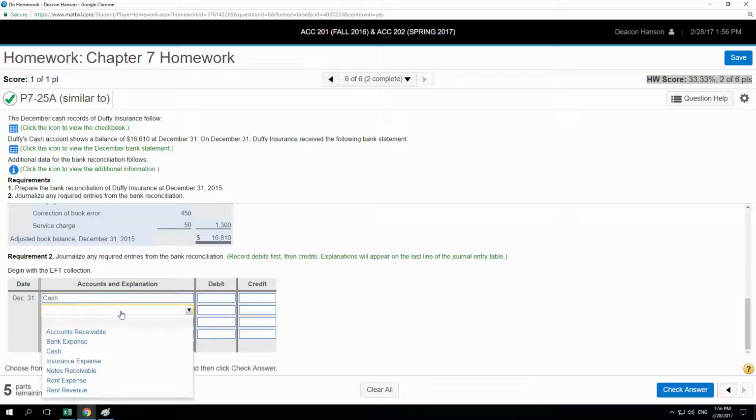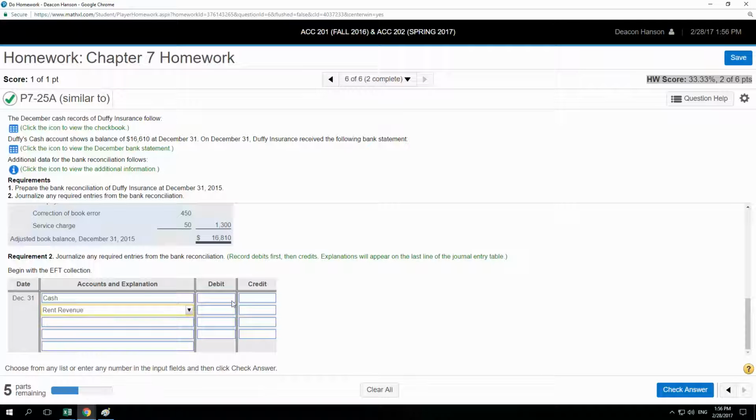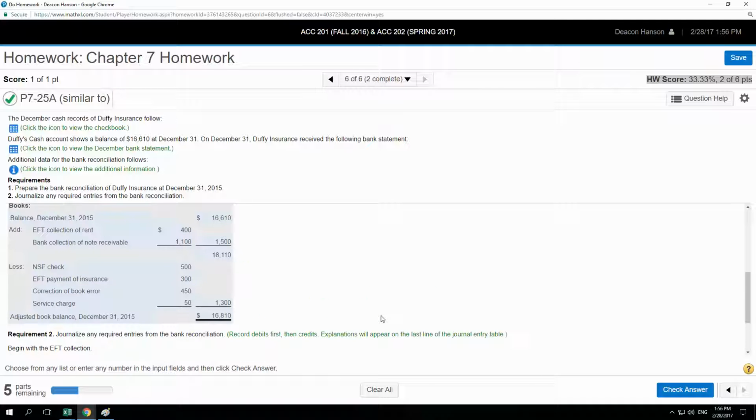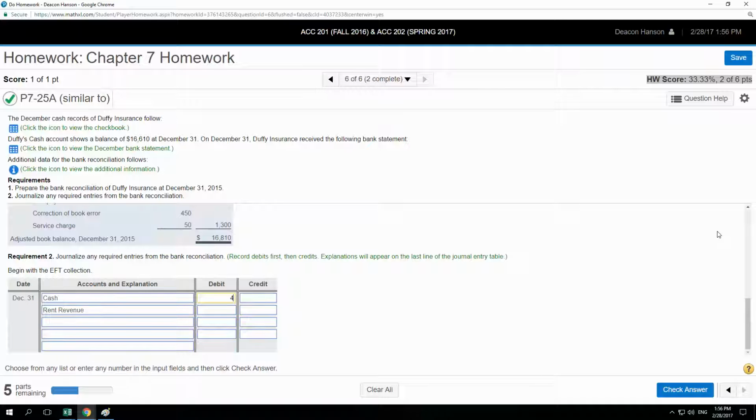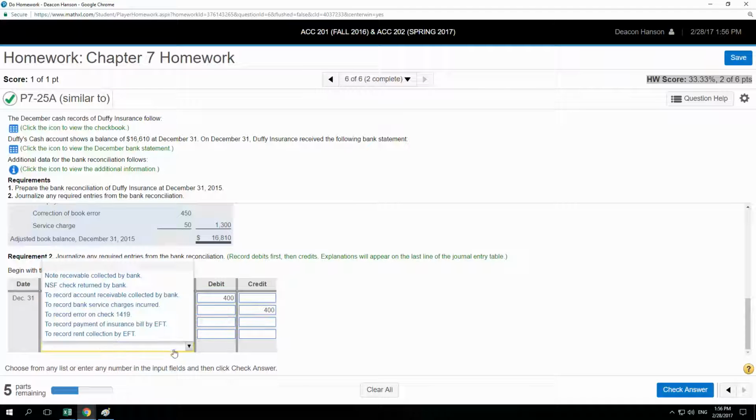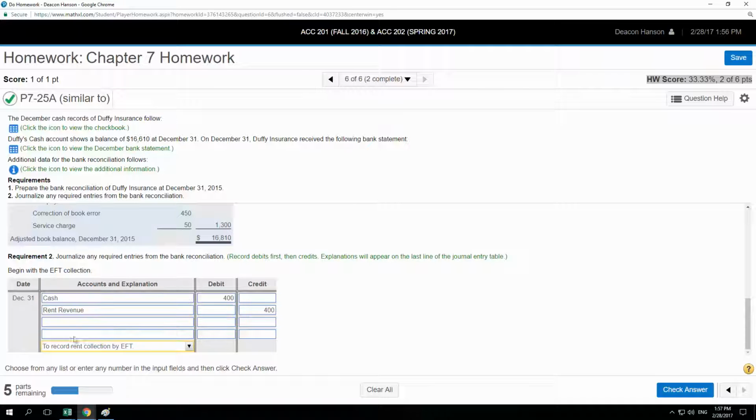We made some money, right? Allowing people to rent. Rent revenue? Rent revenue. Okay, so you kind of know this stuff already. $400. Okay, and then watch out with this one, because sometimes they want the memo. This one wants it. It wants a memo down here too. So it says to record rent collection by EFT.